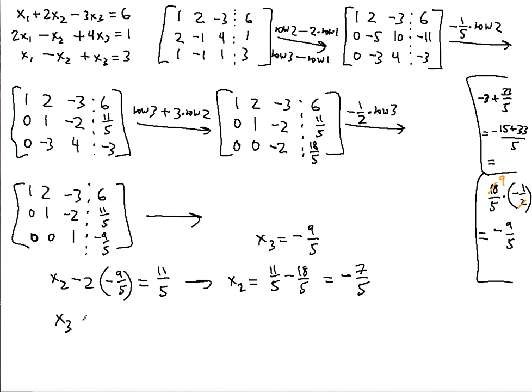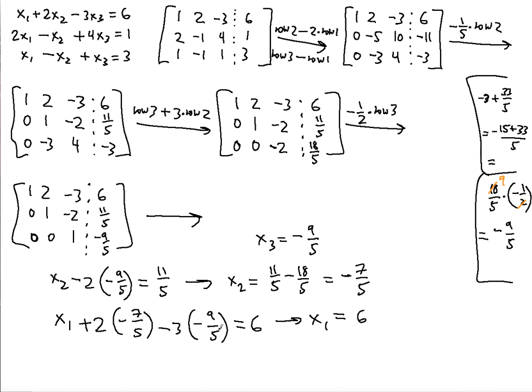So x subscript 1 plus 2x subscript 2, but we already found x subscript 2. That's negative 7 over 5, so we might as well substitute. Minus 3x subscript 3. What is x subscript 3? That's negative 9 over 5, is equal to 6. So now we have a lot of work to do for this last variable. I'm sorry, this should have been x subscript 1. Did I write x subscript 3? Sorry, my mistake. X subscript 1, because this is this one. We already did x subscript 3.